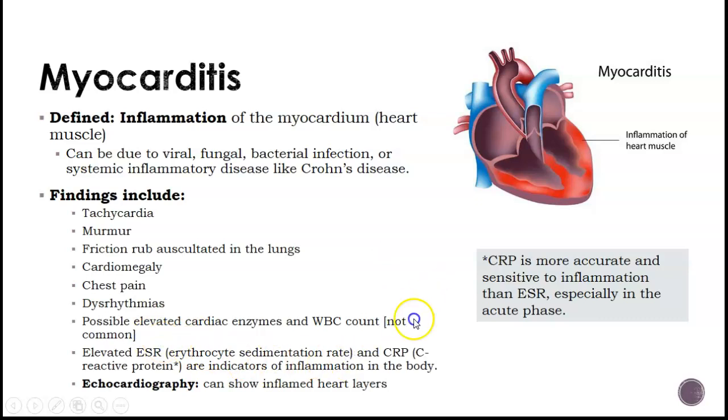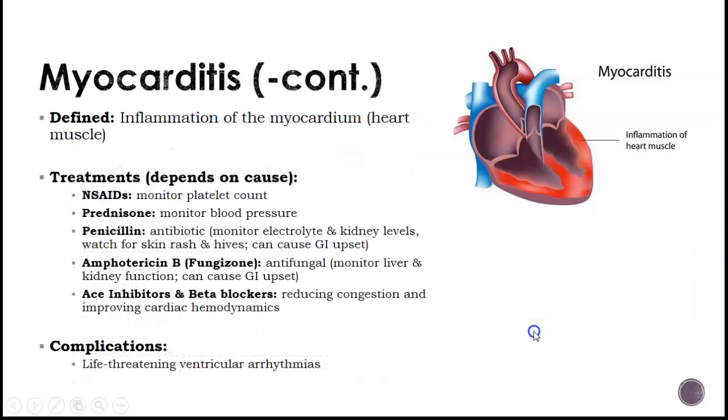Again, looking at labs, the ESR or CRP may be elevated. The CRP is going to be a little bit more accurate and sensitive. Treatment, again, depends on the cause, and the biggest complication that you need to know is life-threatening ventricular arrhythmias.